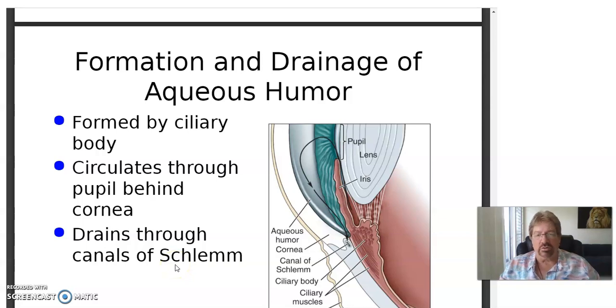Now, I'm sure you all know what the canals of Schlemm are, right? That is the name of it. The canal of Schlemm. If it gets plugged up, guys, and doesn't circulate, it builds up in there and it squishes. Okay, time is up.